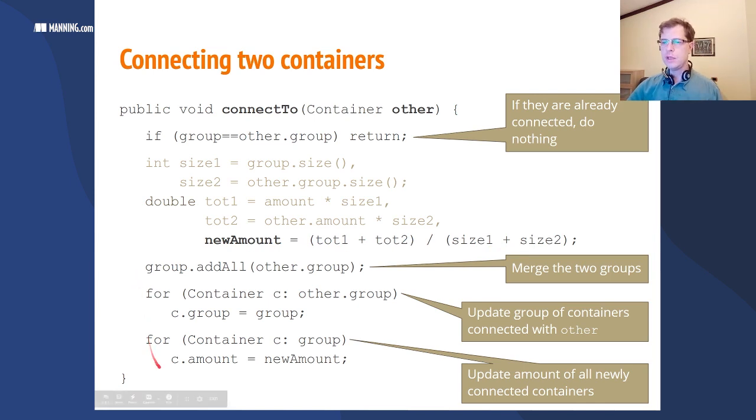And finally, with these 5 lines, I update all that needs to be updated. So I take this group and I merge it with the other group. Then I update the group pointer of all containers in the second group. I let them point to the new group, which is this dot group. And finally, I iterate over the new group and I update the amount of every container in the new group. The new group is obtained as the merge, the union of the two old groups.